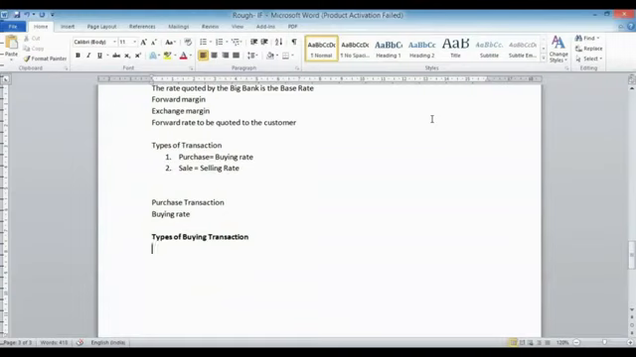That means a customer approaches for the transaction, asks the bank to quote the rate, the bank quotes the rate, the deal is matured, the payment is made in terms of home currency, and foreign currency will be received. That means there is no delay. But there could be a delay if the transaction involves handling of documents.